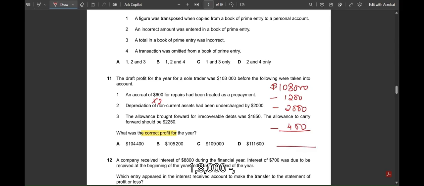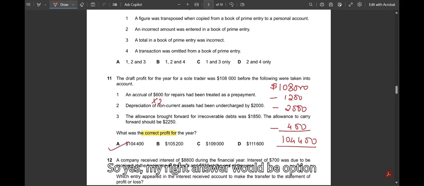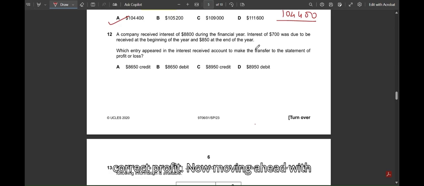So 1,08,000 minus 3,600 will give you 1,04,400. So yes, my right answer would be option number A. This would be my correct profit. Now moving ahead with question number 12.